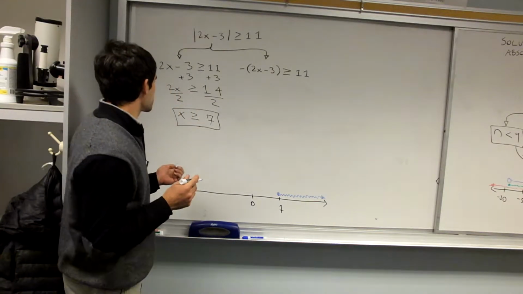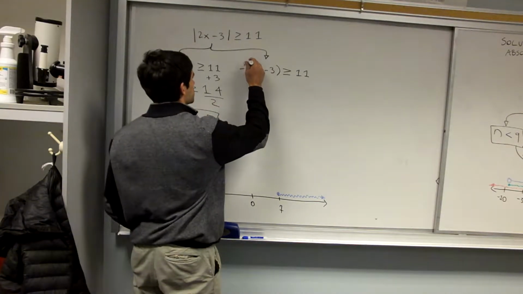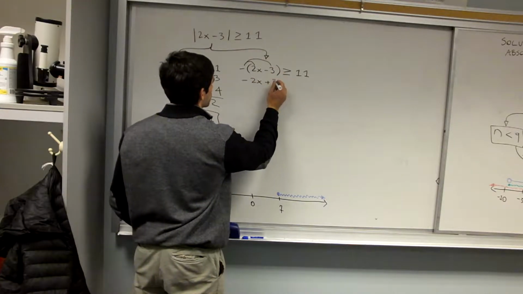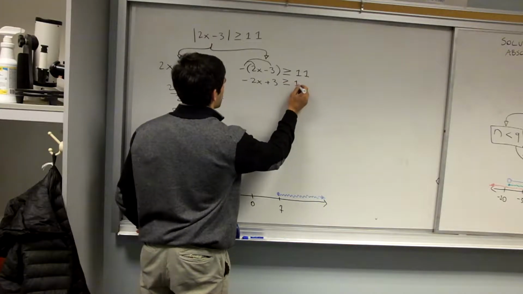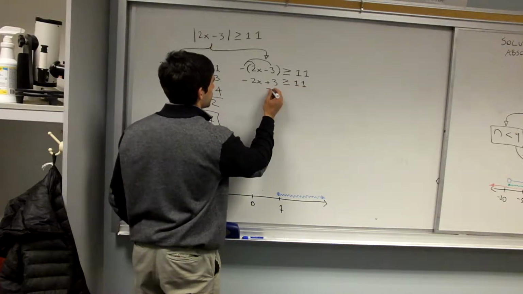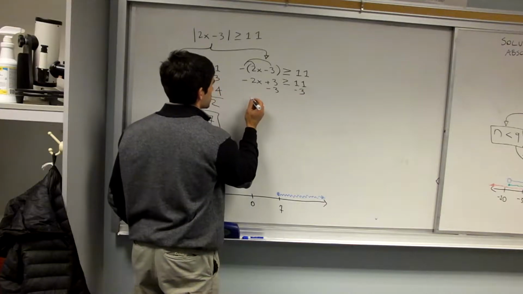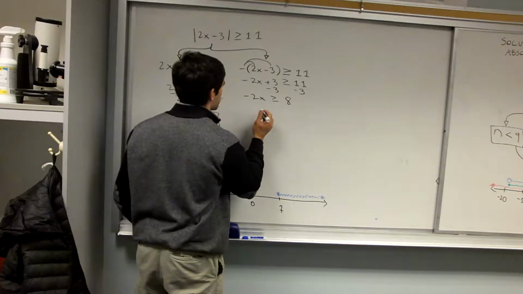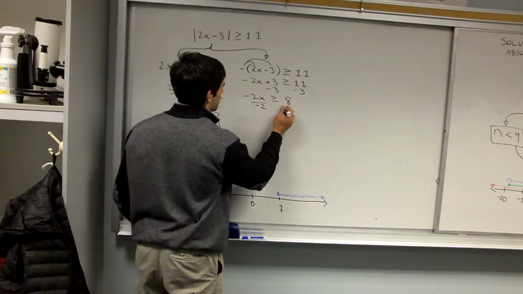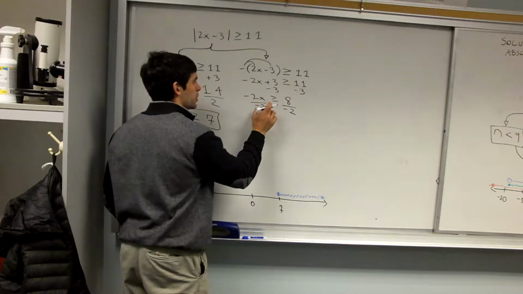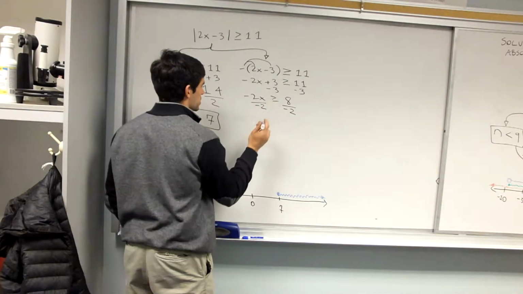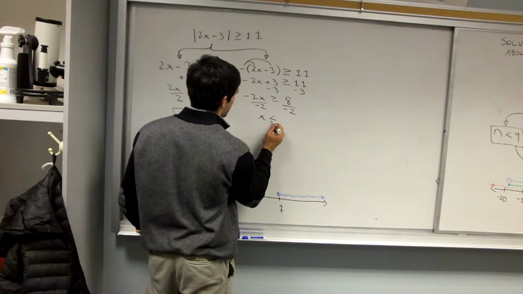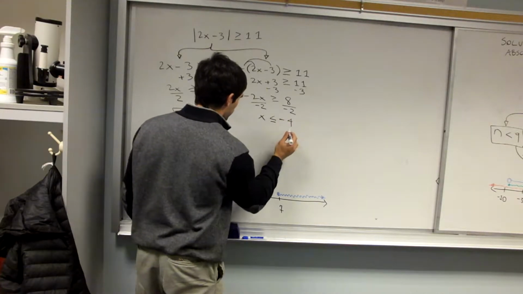So in our next case, we distribute the negative. We get negative 2x plus 3 is greater than or equal to 11. We subtract 3 from each side. We get negative 2x is greater than or equal to 8. Then we divide each side by negative 2. We're dividing by a negative, so we have to switch the sign. And we would get x is less than or equal to negative 4.